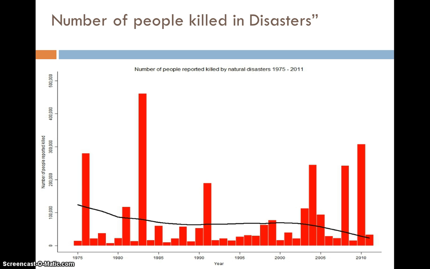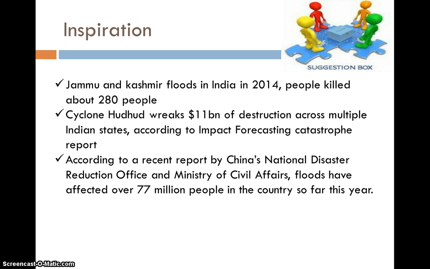This is a bar graph which shows the number of people killed in disasters, irrespective of our technological advances. Even in recent times, we can see a high number of people's loss. For example, in 2010, there was a loss of around 300,000 people due to natural disasters. These are some data from recently. In Jammu Kashmir, 280 people died, and a cyclone caused billions of losses. And in China, 77 million people were affected. Next, my teammate Sean will be going through our project.